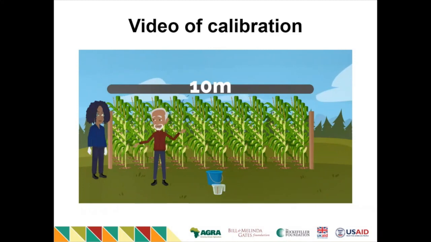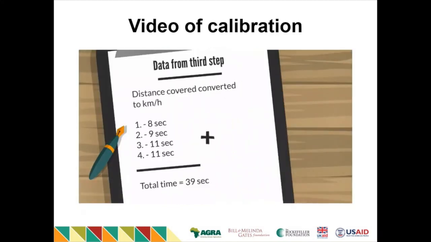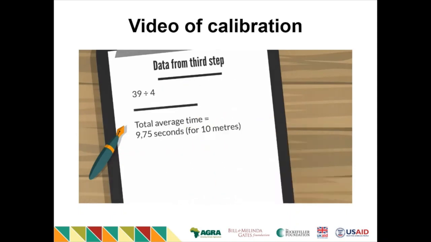Okay, let's have a look at the notes again. The first time we recorded was 8 seconds, then 9 seconds on the second measurement, 11 seconds on the third, and 11 seconds again on the fourth. That gives us a total of 39 seconds. Now we have to record the average time it took to spray 10 meters. Again, we divide the total time by the number of times we measured. That's 39 seconds divided by 4, which gives us 9.75 seconds.